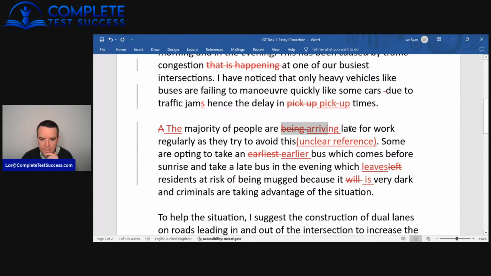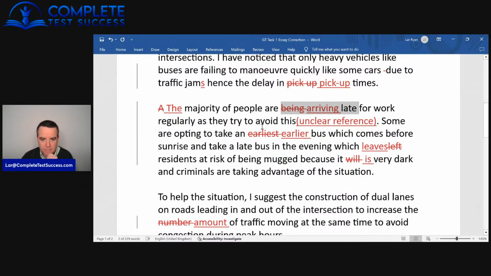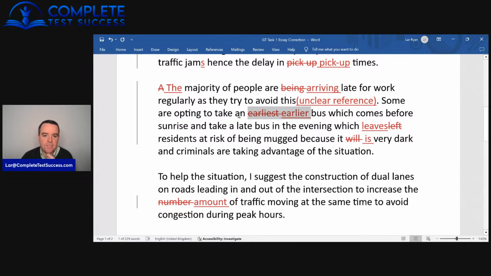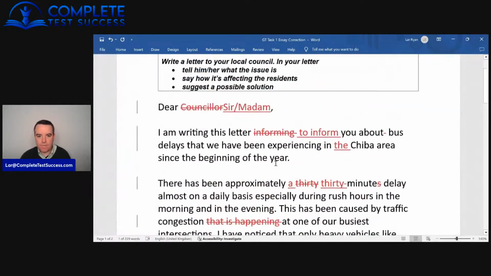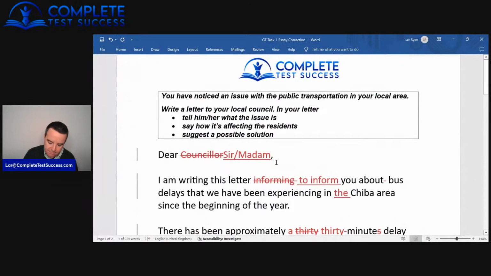Being late and arriving late. So that's another collocation mistake. Earliest versus earlier. So you could say they're opting to take the earliest bus or an earlier bus. So it's the earliest bus because there's only one earliest bus, or an earlier bus, which would be one of several possible earlier buses. Okay. Oh, it's very, very strong. This would get a 7, but it's a very high 7. You know, it's a 7, but nearly a band 8. So really, really strong in that.